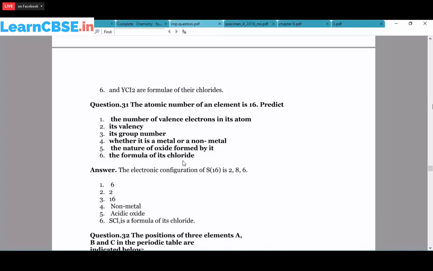The formula of its chloride. The atomic number 16 is sulfur. It needs 2, so the valency is 2, and chlorine has a valency of 1, so we have to cross multiply. SCl2 is the formula of the chloride.